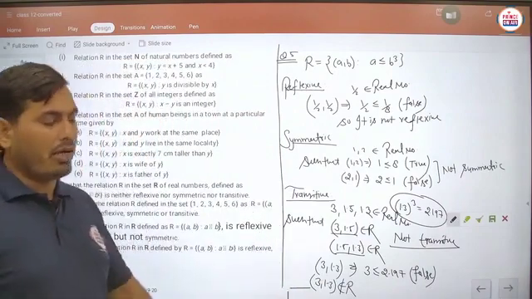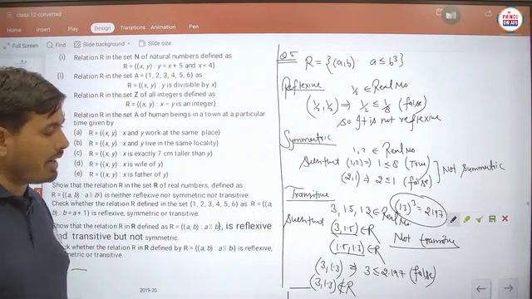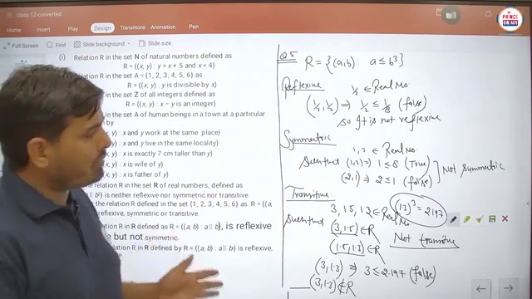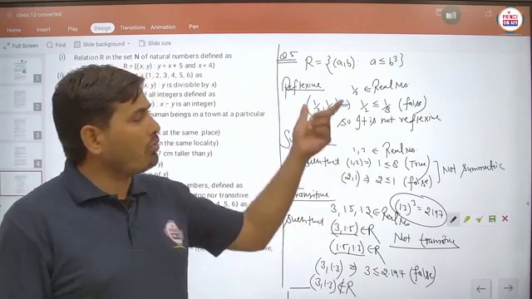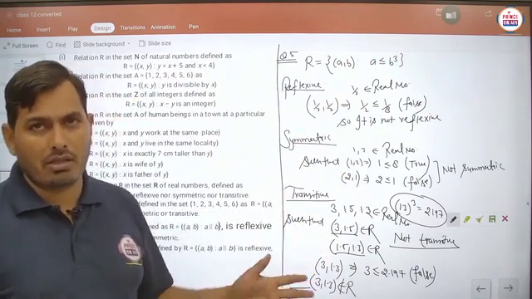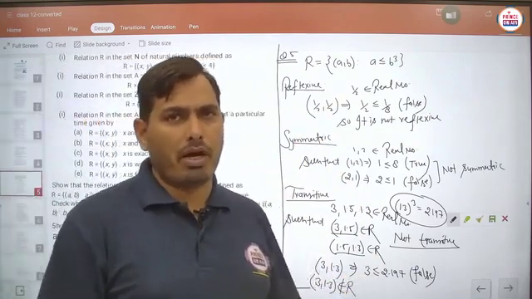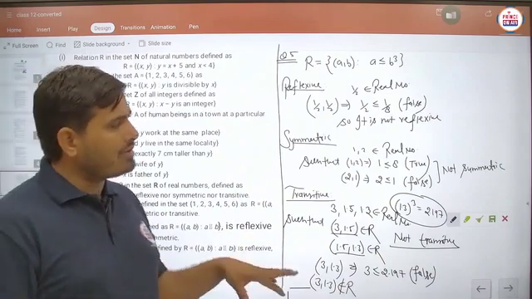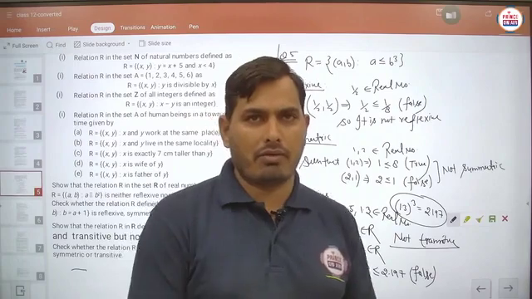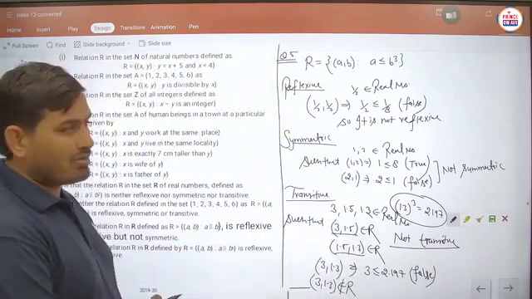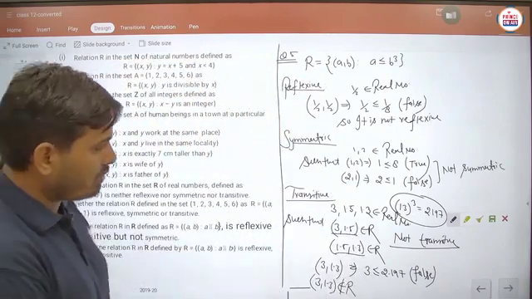So easily you can get the concept of such questions, and how to use the particular writing skills and how to write each and every answer. This is the most important part that I want to tell you. Otherwise, you can easily check whether a relation is reflexive, symmetric, or transitive. Is it to be clear? So this is the answer of question number 5. Next we will take question number 6.